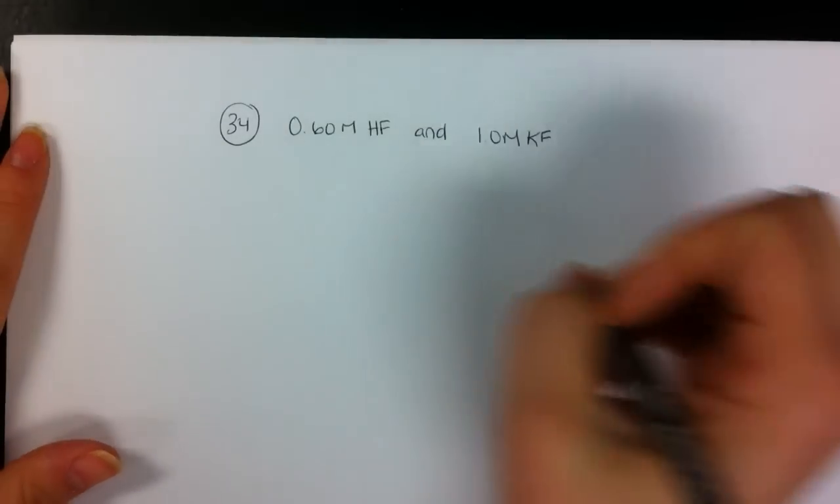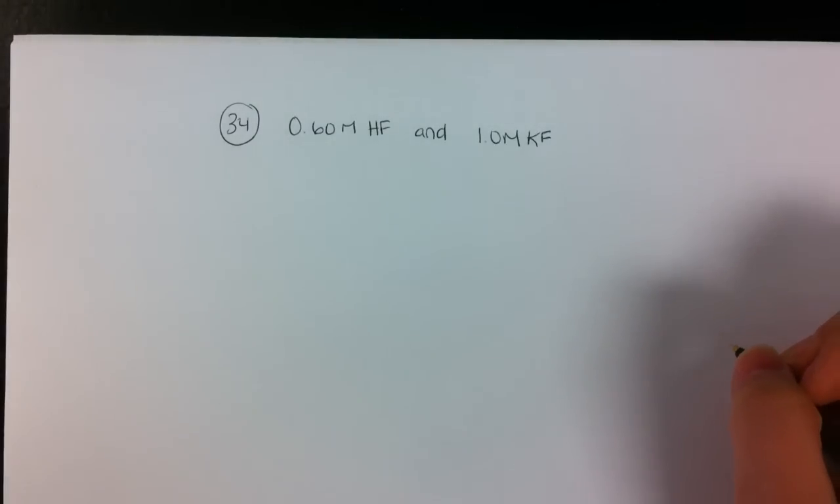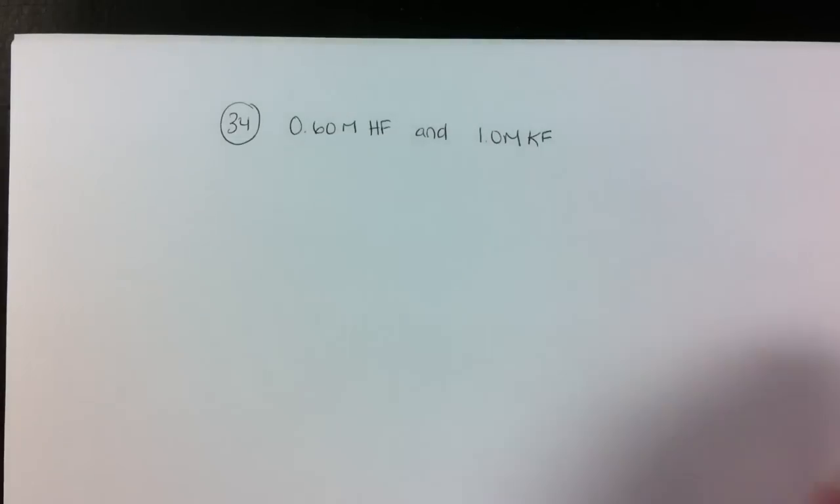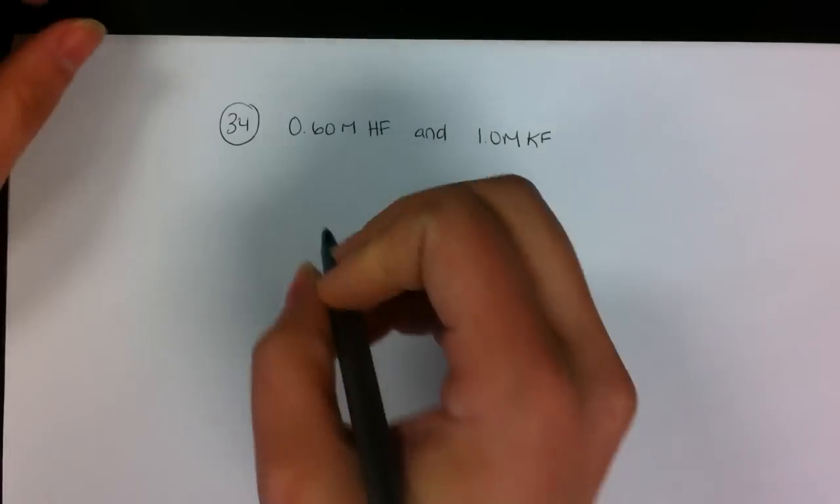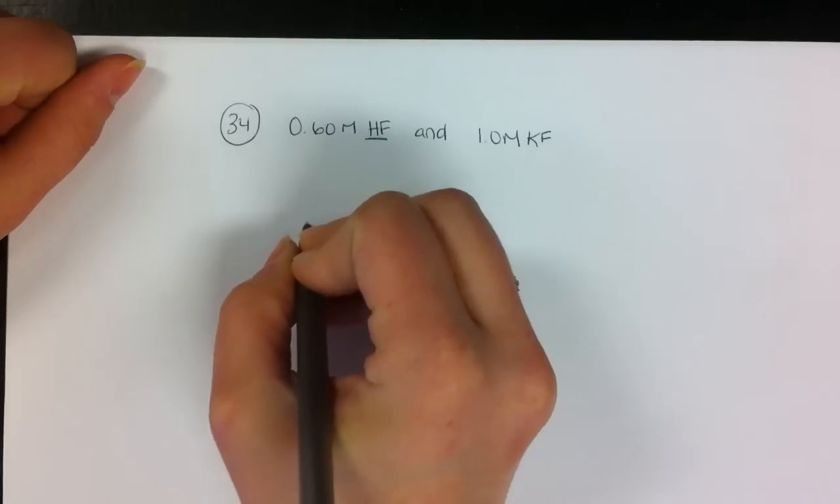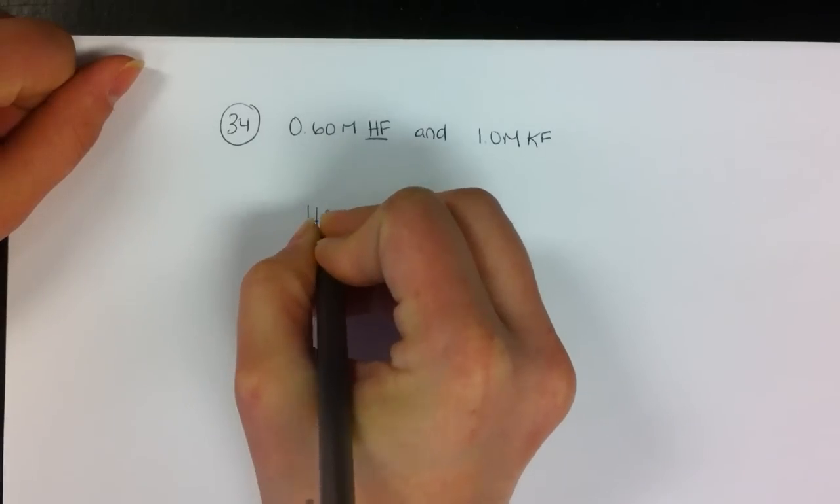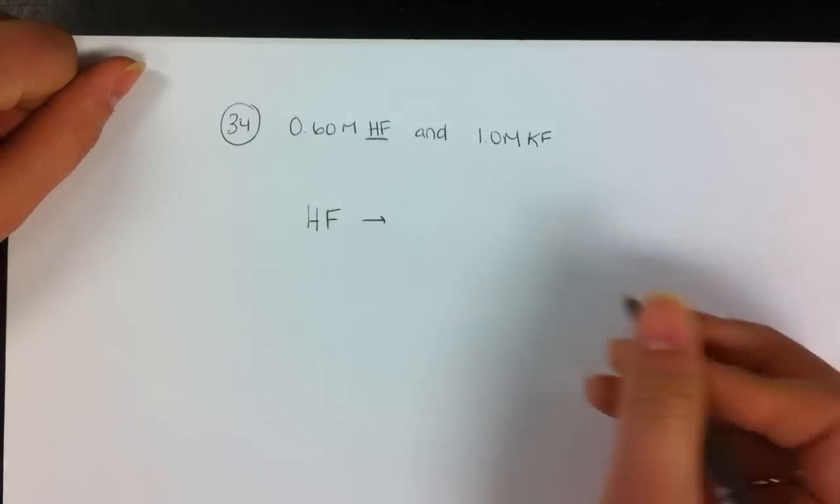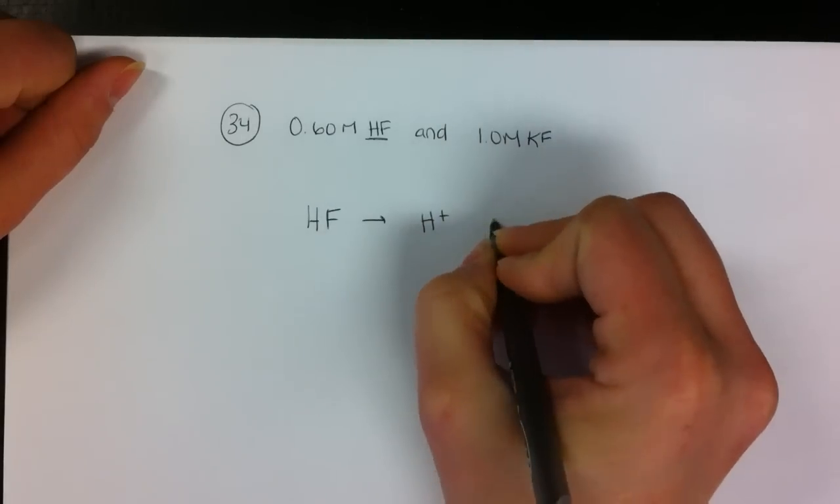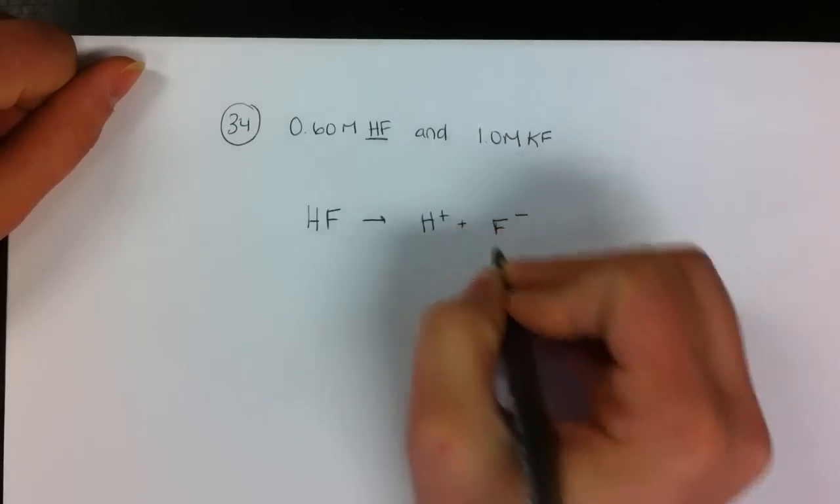Hey guys, so I'm going to do this example to find the pH of a buffer solution. So we have 0.06 molar HF and 1.0 molar KF. So first thing I need to do is write the reaction. I recognize this as the acid. So I write HF, and I know that it's going to dissociate into H plus and F minus.